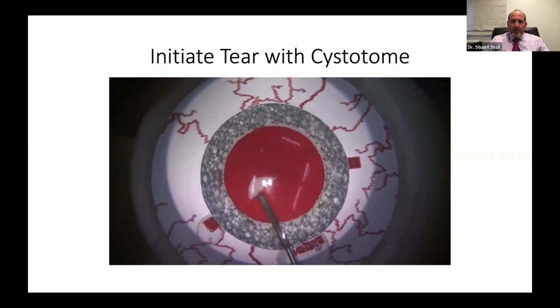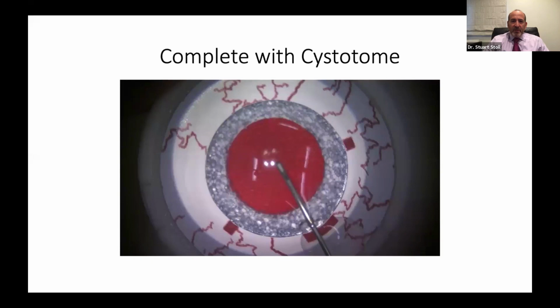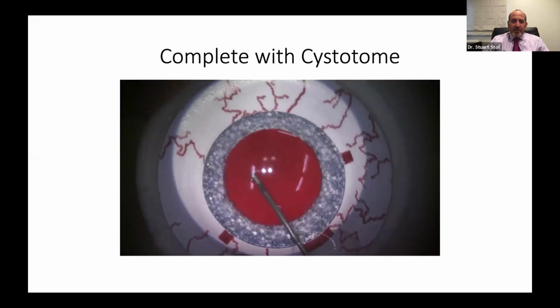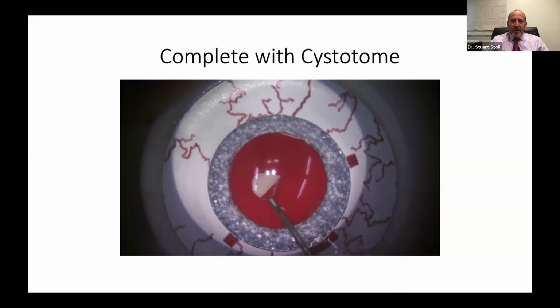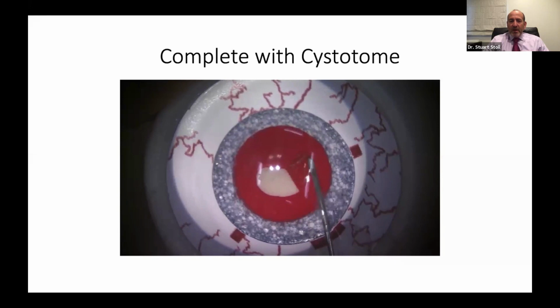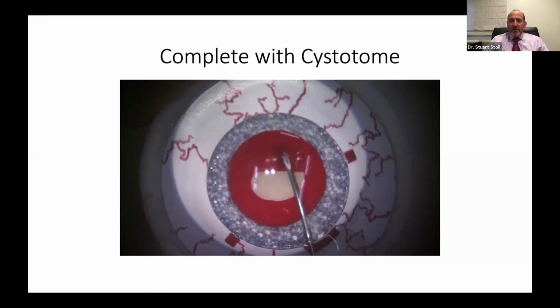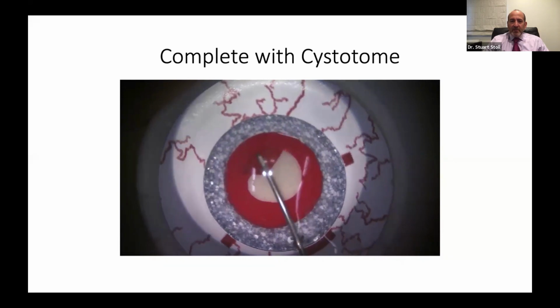And pulling down, there we go. Ready to go around. So you can do the CCC only with the cystotome. It's an older technique, but it's safe if there's patient movement. So we're going to show a little bit of that. We've initiated, we've pulled down here, and we're just going to stay with the cystotome. We've got the capsule folded over on itself. There's the double capsule now, and we're just walking it around very safely. If the patient were to move, we're not holding the capsule, and everything continues great there.